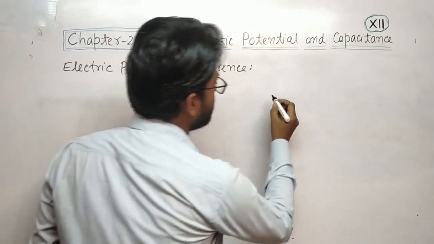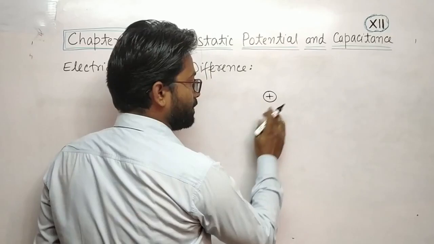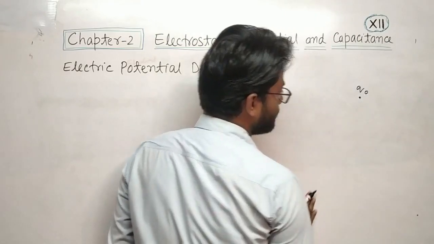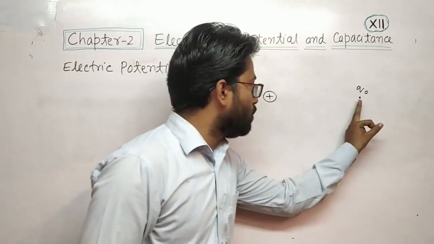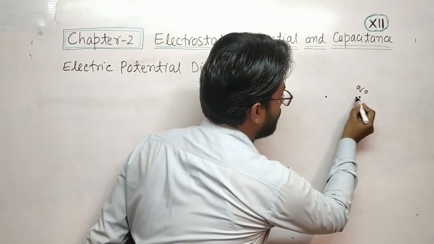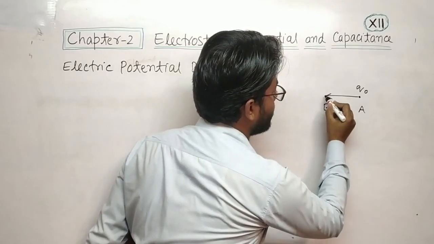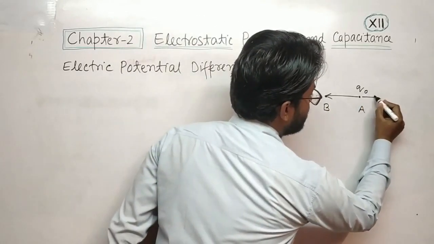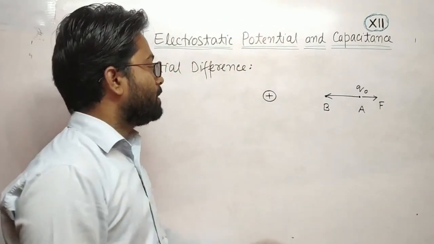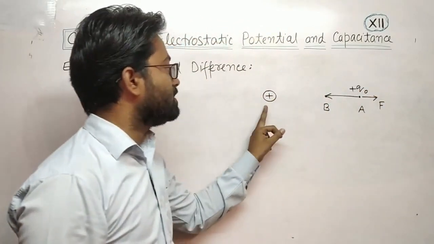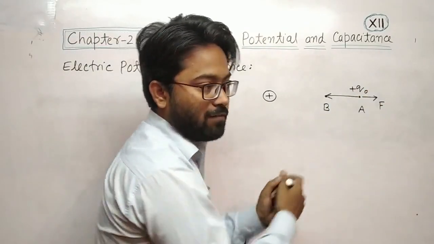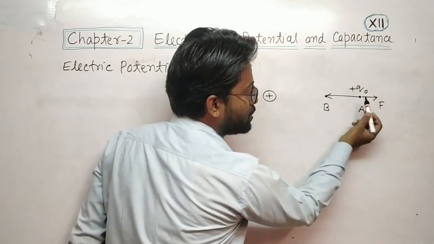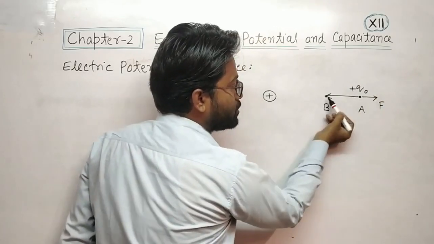Which type of work? Let us suppose a charge is here and a test charge is placed at that point. If the charge is moving from point A to point B, there will be work done because a repulsive force is acting in this direction, because the test charge is always positive and this charge is also positive. There will be a repulsion, meaning we have to do work on the test charge to take it from point A to B.